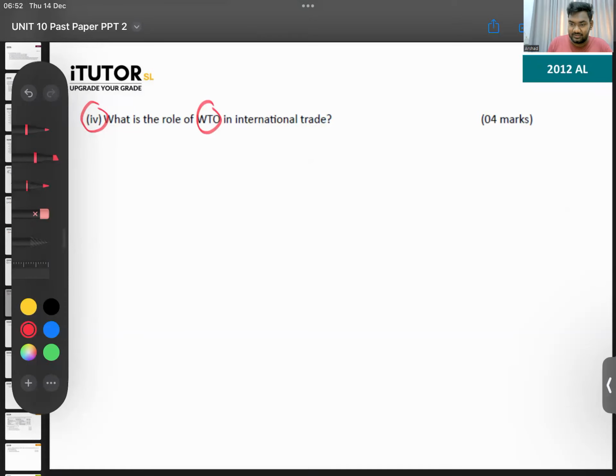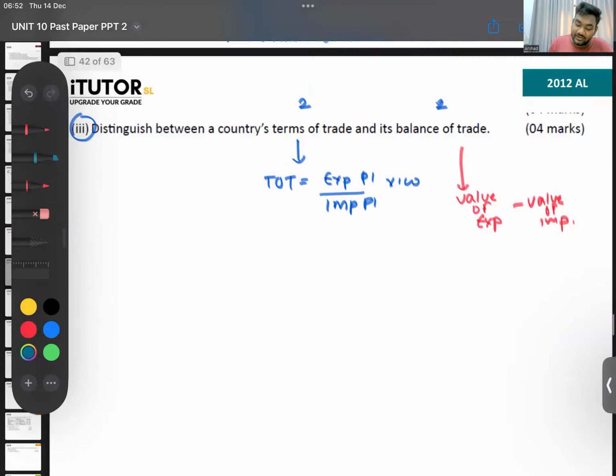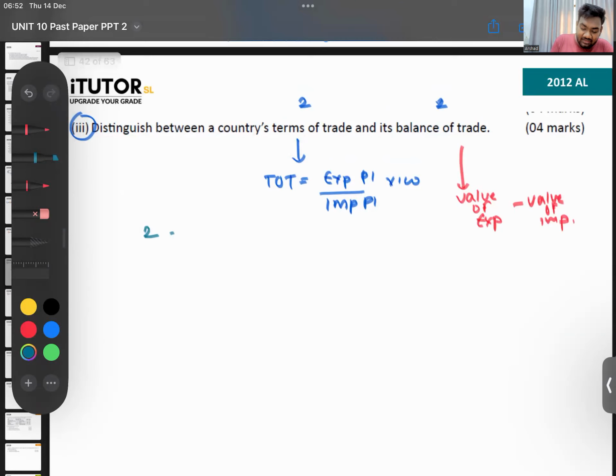Can we explain terms of trade? Yes. So that's your answer format, right? Now don't confuse. For 2 marks in 1 paragraph, you talk about terms of trade, and then for 2 marks in another paragraph, you talk about balance of trade. Don't combine the 2 answers. Don't put everything in 1 paragraph.